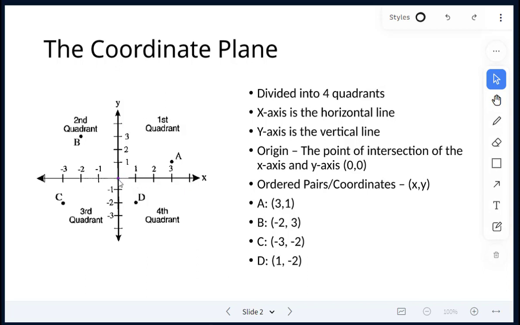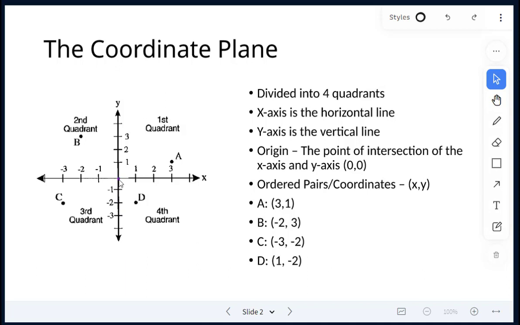Right here is 0. Going to the right, we have our positive numbers increasing, and then going to the left, we have our negative numbers. So that's the x-axis. Then we have our y-axis. This is the vertical line, and it's also called the y-axis. So again, here is 0. Going up, we have our positive numbers, and then going down are the negative numbers.